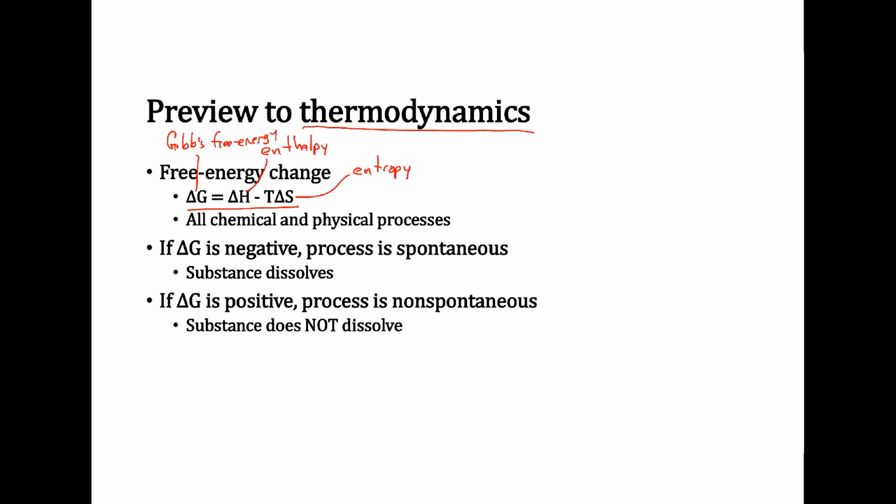What actually governs whether or not a reaction is spontaneous is delta G. For instance, if delta G is negative for the dissolving process, it is spontaneous and the substance dissolves. If delta G is positive, the process is not spontaneous and the substance does not dissolve. So the big takeaway here is that delta G determines spontaneity.